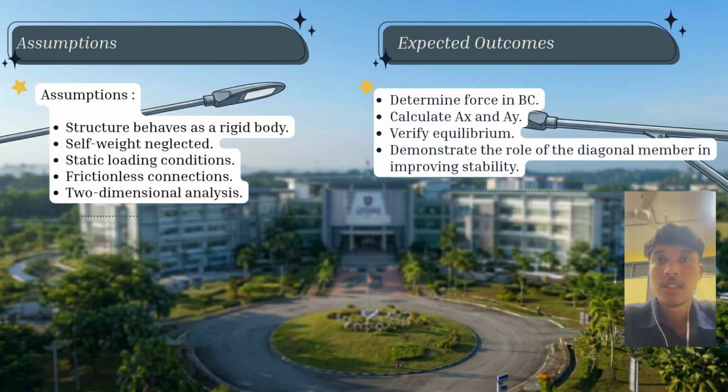Last but not least, assumptions and expected outcomes. In this study, several assumptions are made to simplify the analysis. The structure is assumed to be rigid. The self-weight of the members is neglected. All connections are frictionless, and the loads are considered static. The expected outcome is to determine the force acting in member BC, calculate the support reactions, verify the equilibrium conditions, and demonstrate how the diagonal member contributes to the stability of the structure.